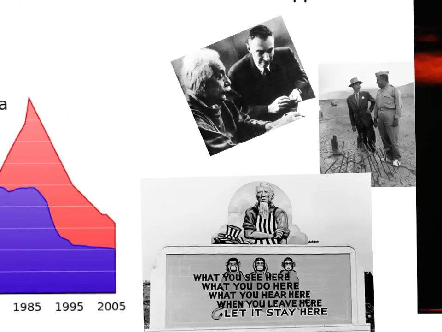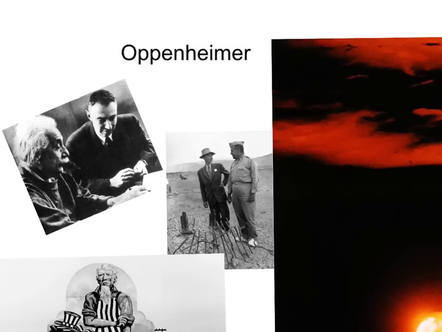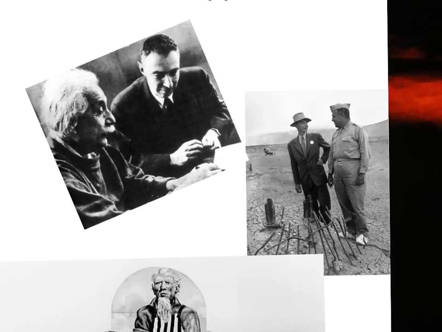Now, both the United States and Russia were running programs to try and develop a nuclear weapon during World War II. The Americans were running a project codenamed the Manhattan Project, and one of the key scientists involved in that is Oppenheimer. We can see him here with Albert Einstein. Now, this is Oppenheimer actually inspecting the wreckage of the bomb site from the first nuclear test, codenamed Trinity.